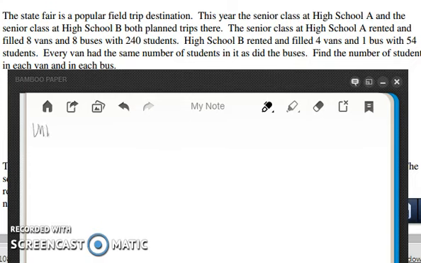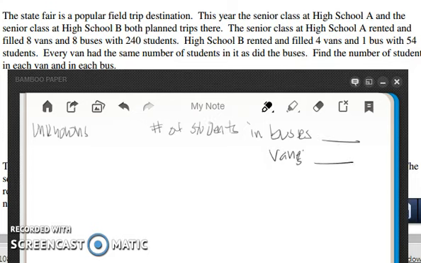So what are my unknowns? My unknowns are the number of students in the buses and the vans. So those are my 2 unknowns, number of students in the buses and the vans. So I'm going to give B for buses and V for vans.